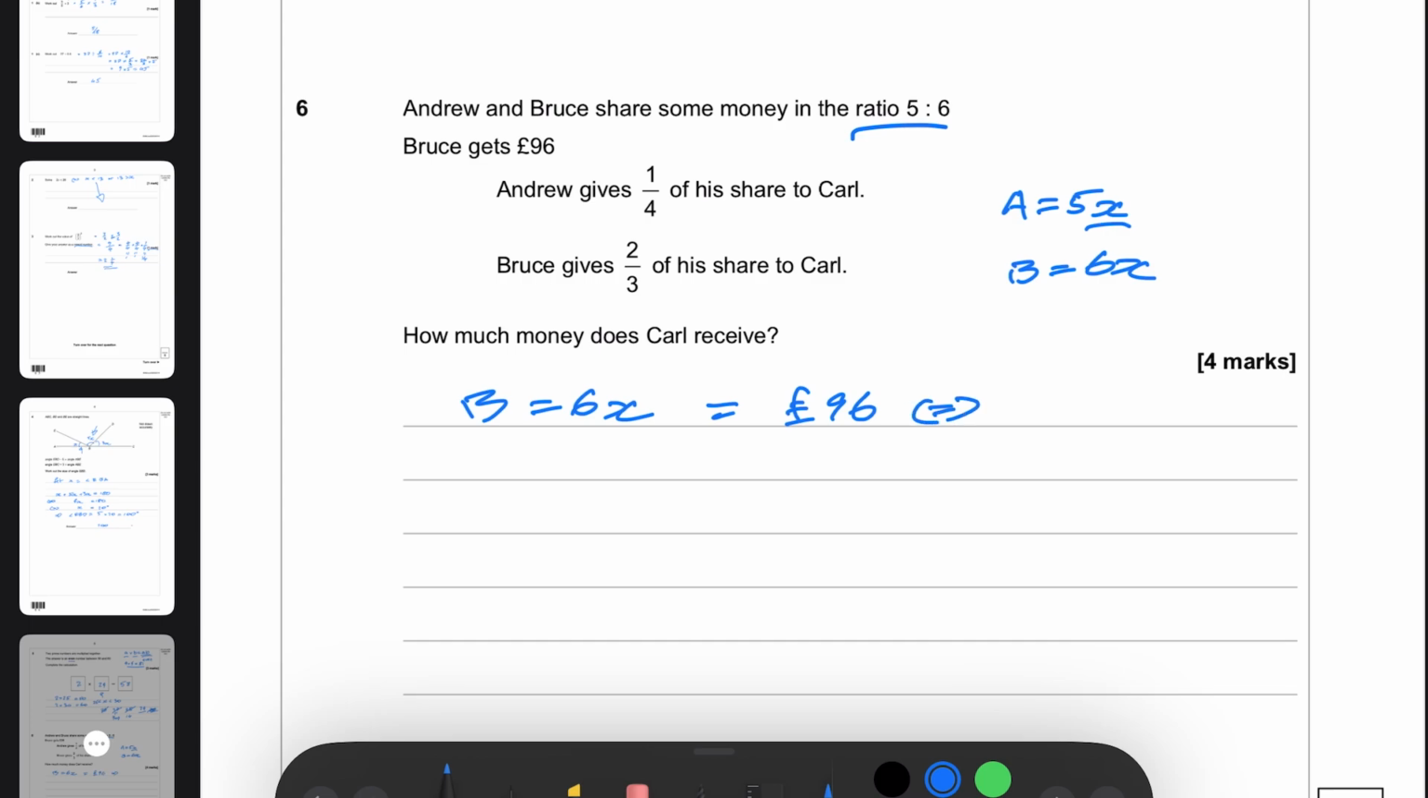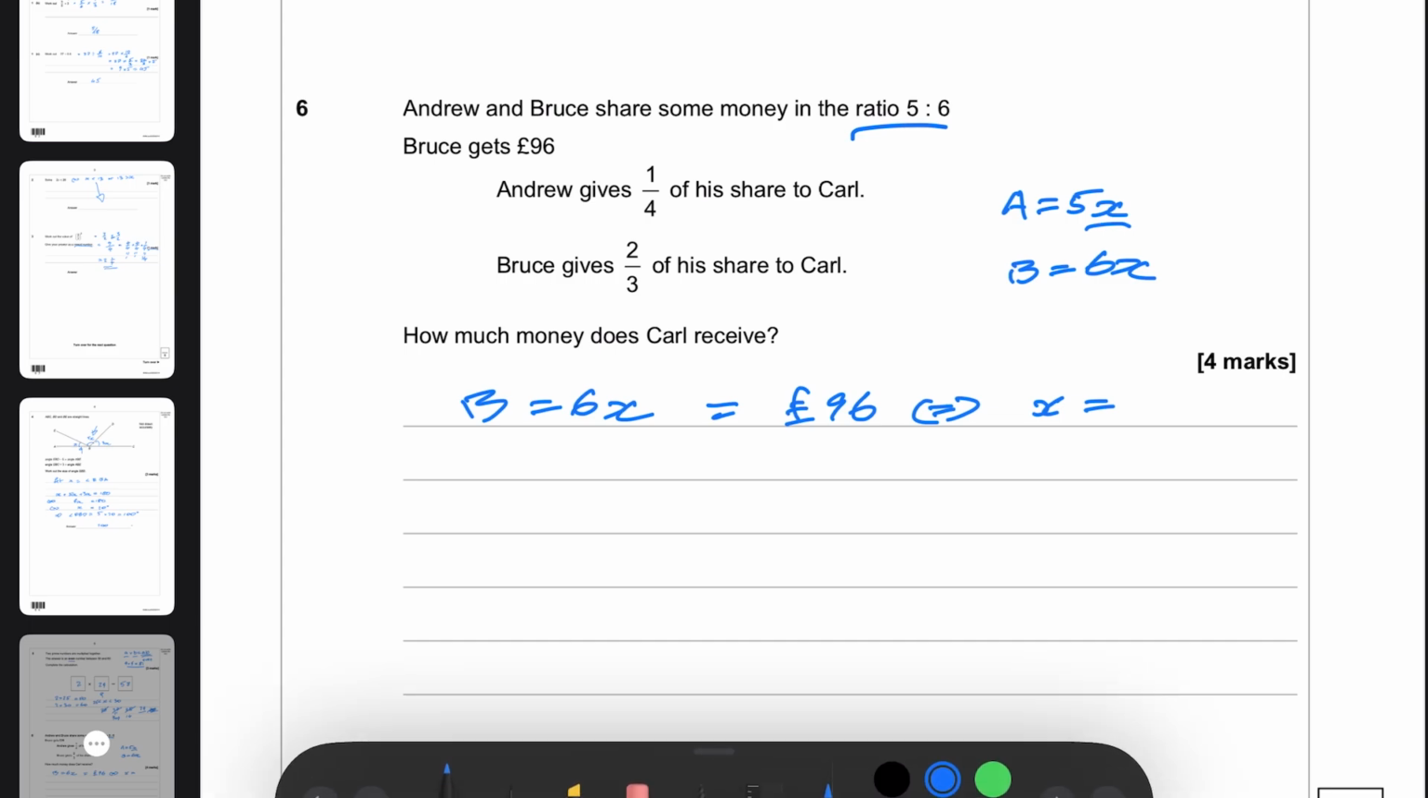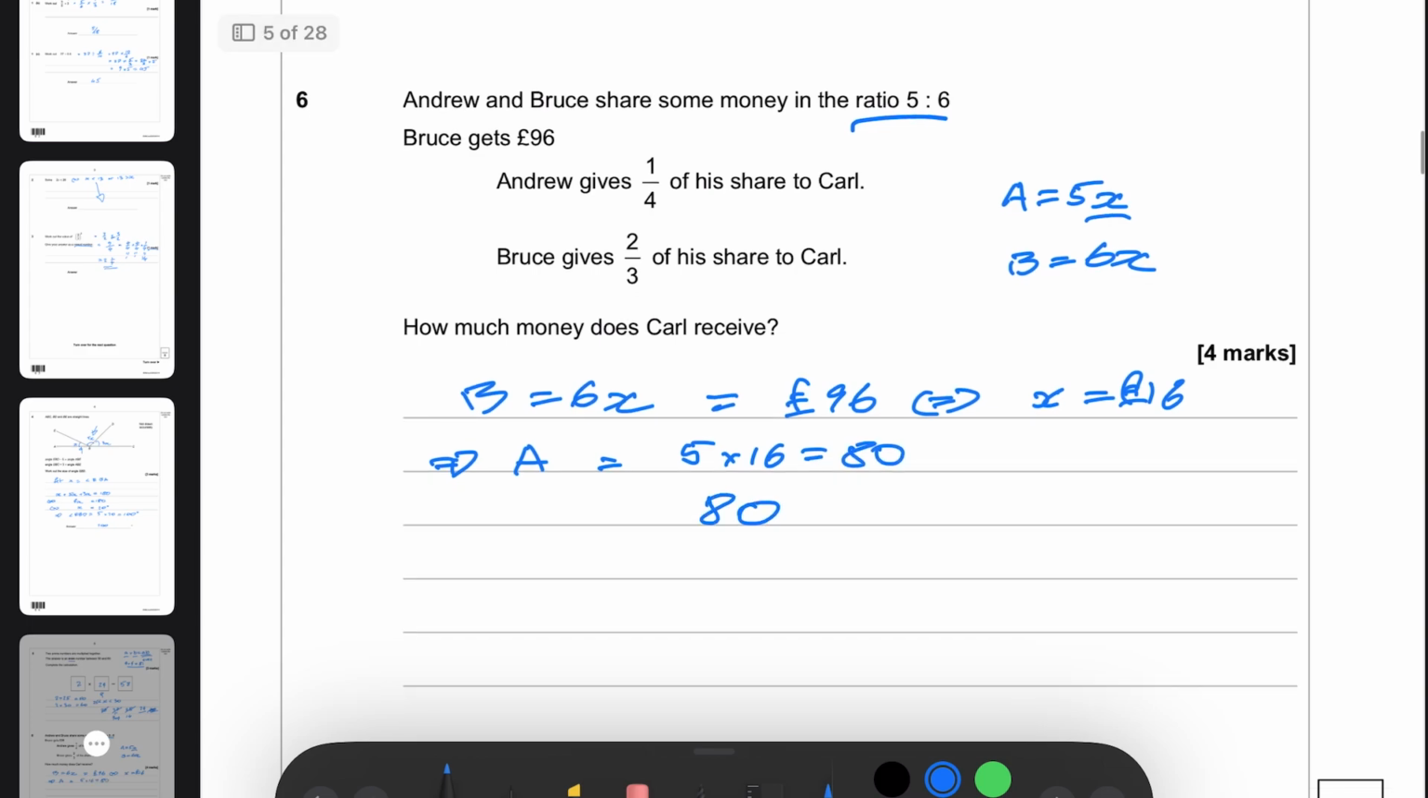That in turn is going to give us that x is equal to 96 over 6, which is, right, 16. So £16. So we know that A is going to get 5 times 16 equals £80. We can quickly check that the ratio of 80 and 96 is indeed equal to 5 to 6.